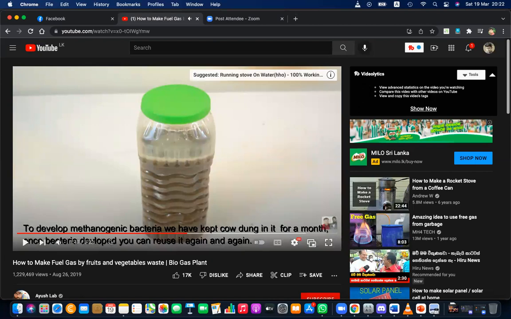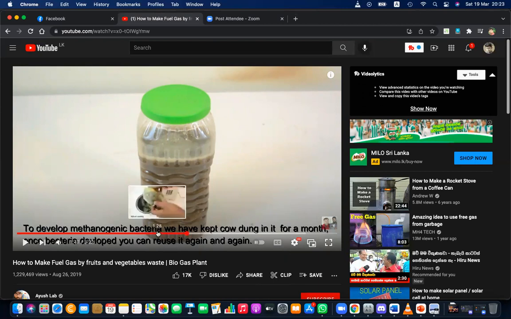Here, to develop methanogenic bacteria, we have to keep something like cow dung in, and once the bacteria develop, you can reuse it again and again. This is like culturing. In yogurt production also, we use a yogurt culture as the source of the bacteria.